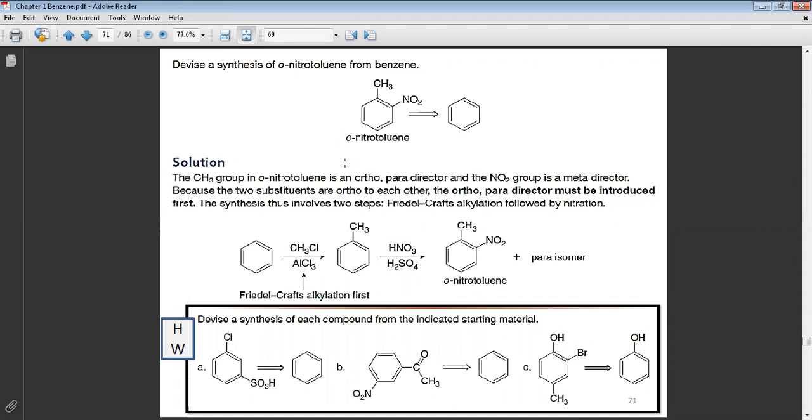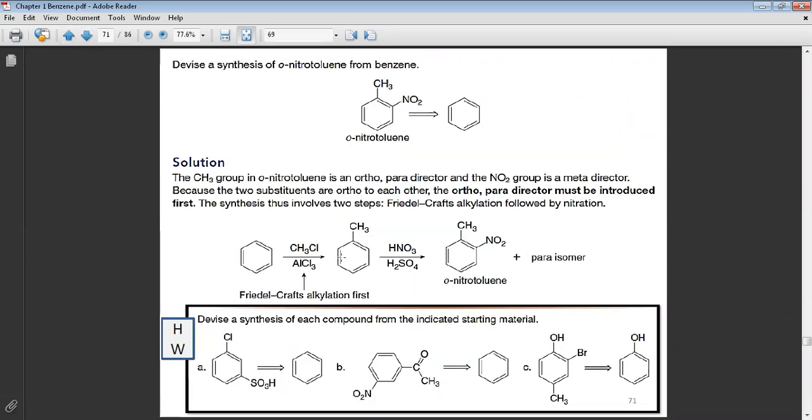Here NO2 is a meta director. Orientation: why? Because it deactivates and directs meta. In NO2, the nitrogen has a full positive charge. I draw for you the NO2 group with full positive charge, attached to the benzene ring, so it is a deactivating meta director. You can go back to the last lecture. The NO2 group is a deactivating group and is a meta director.